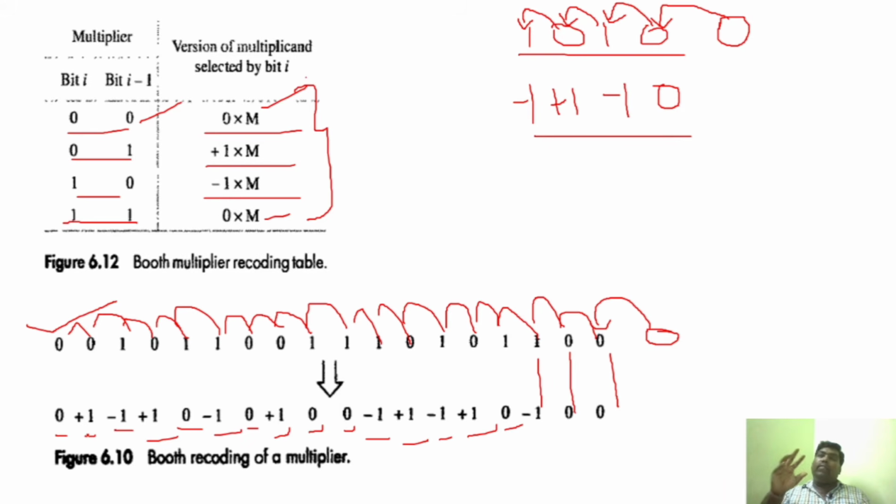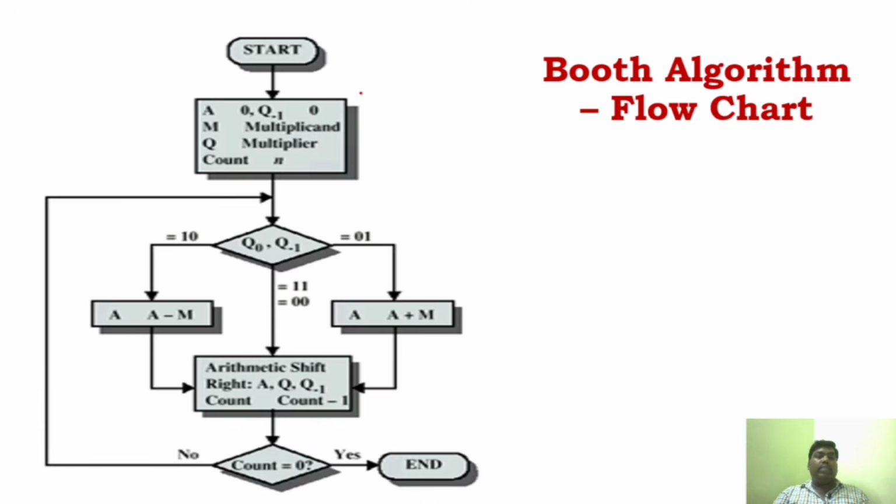Okay, all you have to do is understand this table, right? So that you can change the multiplier. And after that, you will do the normal multiplication, right? Now, listen very carefully. I'll explain this flow chart a little later, after seeing both algorithms.